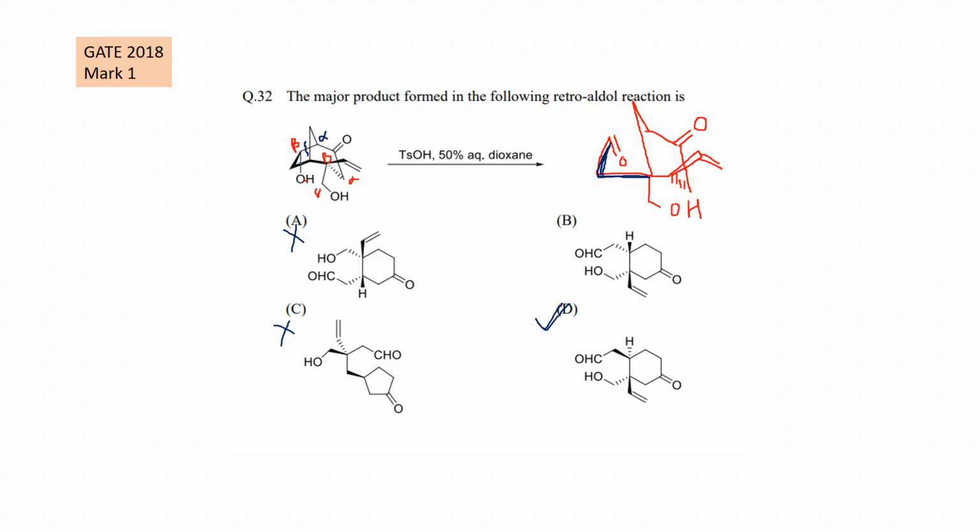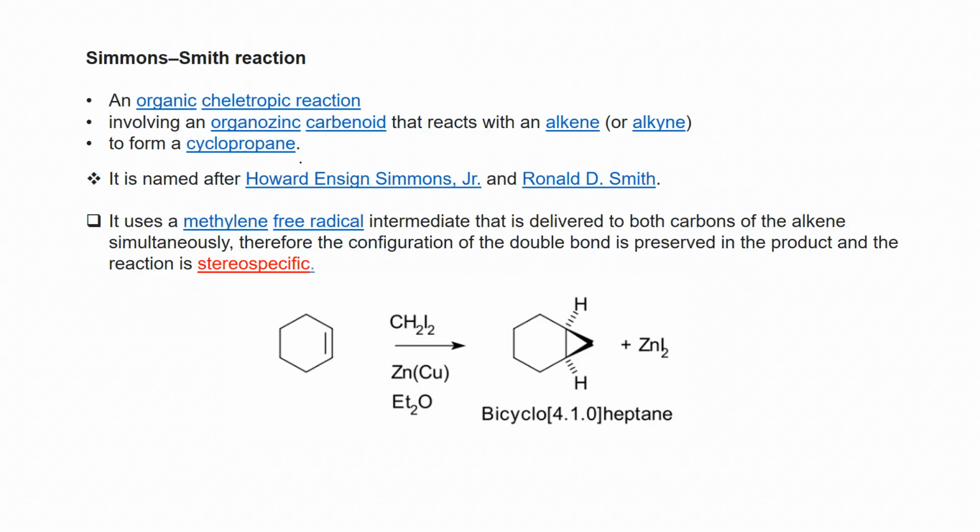Let's go to our next topic, formation of carbon-carbon single bond. This is the Simmons-Smith reaction. This is an organozinc carbenoid reaction, forming a cyclopropane. It is named after Howard Simmons Jr. and Ronald Smith. It uses a methylene intermediate that is delivered to both carbons of an alkene simultaneously. Therefore, the configuration of the double bond is preserved in the product, and the reaction is stereospecific.